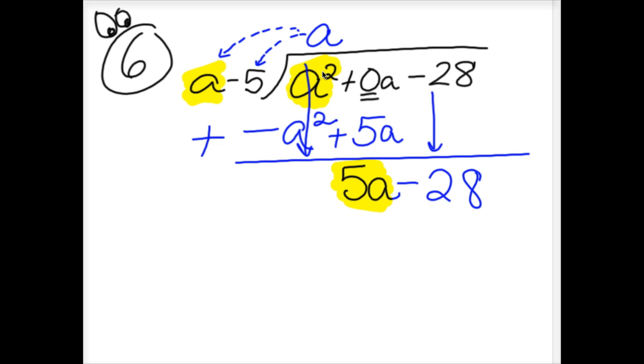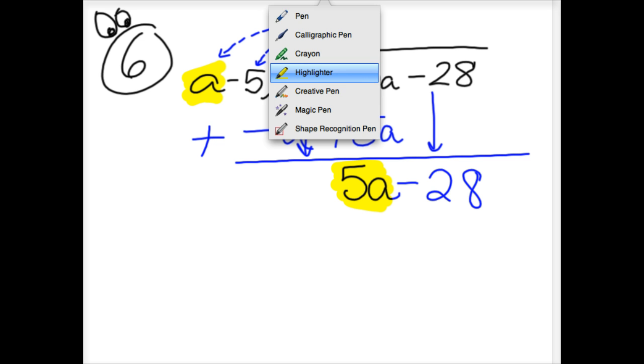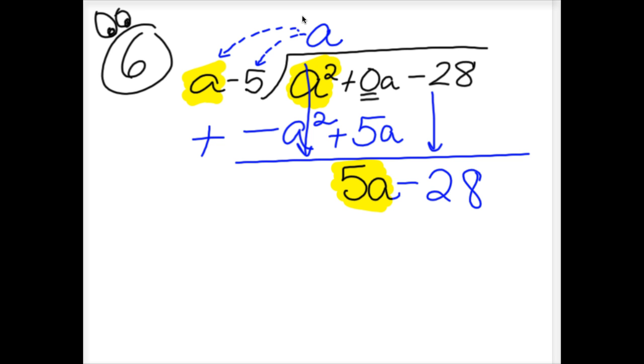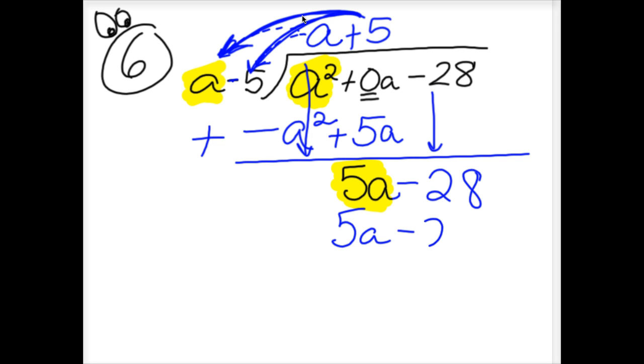I'm going to take that 5a and divide out an a. When I do that, 5a divided by a is just a 5. And I put it up here, and then I dump it in again. 5a times a is 5a^2. There will always be a match on that leftmost term or you did it wrong. 5 times a minus 5 is a negative 25.